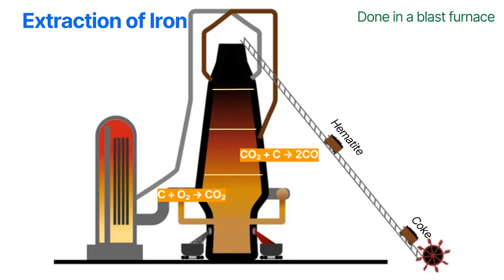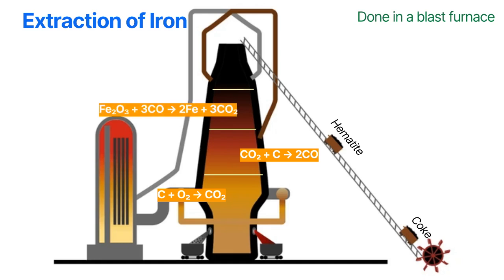As the carbon dioxide rises, it reacts with more hot coke higher up in the furnace. This forms carbon monoxide, a gas that acts as the main reducing agent. Without this step, the reduction of iron ore could not take place effectively.